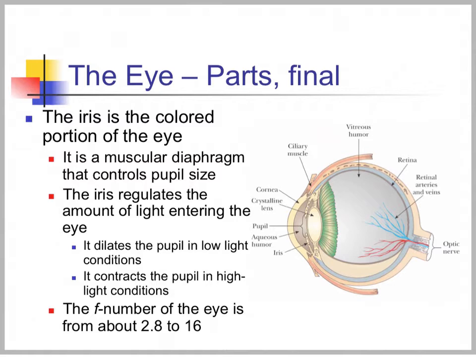So the iris regulates the amount of light entering the eye. It dilates the pupil in low light so that as much light can come through as possible, and it contracts the pupil in high light conditions. And the f number of your eye goes somewhere between 2.8 and 16.